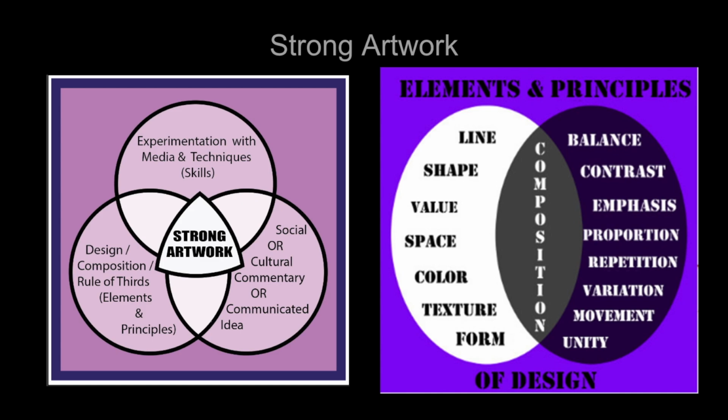When we think of the elements of art, we are thinking about 7 things: line, shape, value, space, color, texture, and form. These are the items or elements that we use to create objects and pictures. Likewise, the 8 principles of design help govern how the elements are used to make work stronger and more aesthetically pleasing to our human eyes. The principles of design are balance, contrast, emphasis, proportion, repetition, variation, movement, and unity.